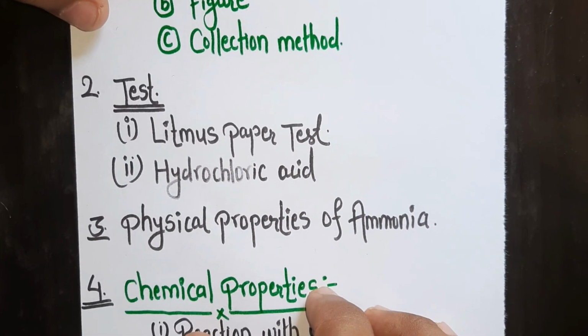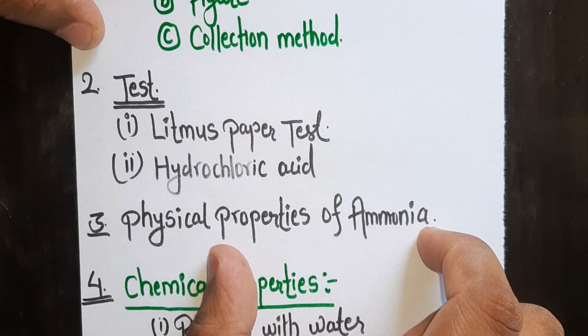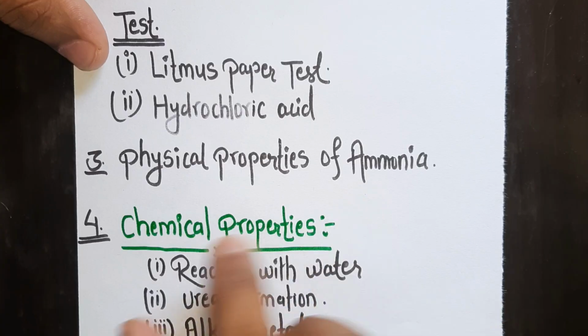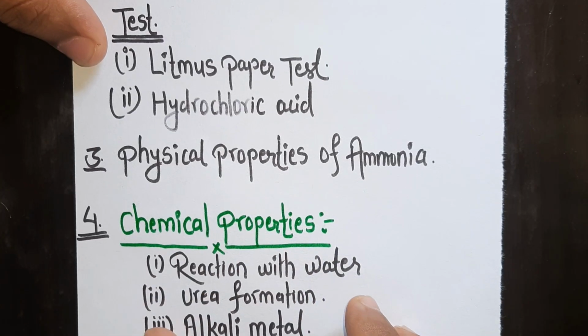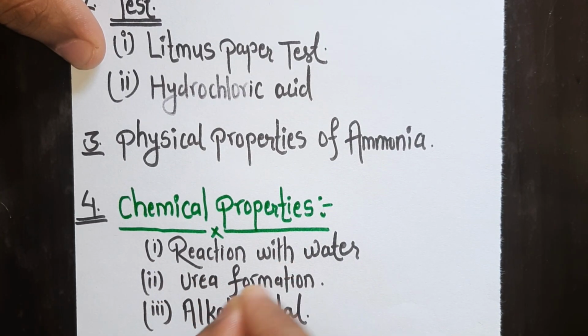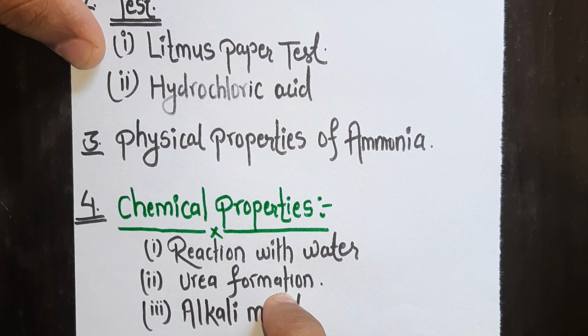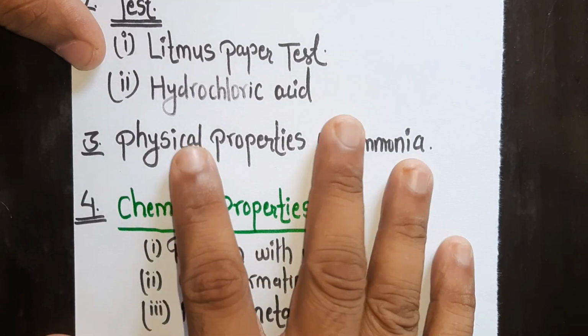Furthermore, we are going to deal with the physical properties of ammonia. After that, we are going to deal with the chemical properties of ammonia. Under this topic, we are going to study reaction with water, urea formation, and alkali metal. What will happen when ammonia gas reacts with the alkali metal? We are going to deal with that type of questions under this topic.